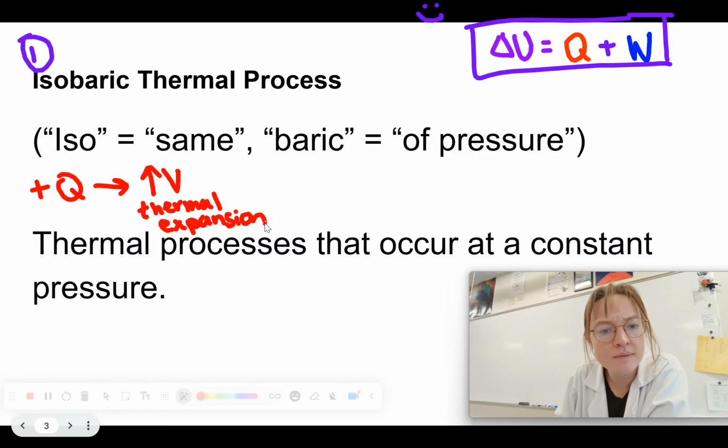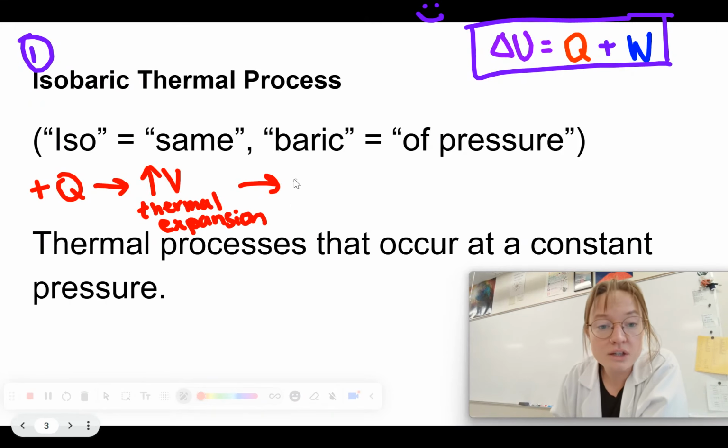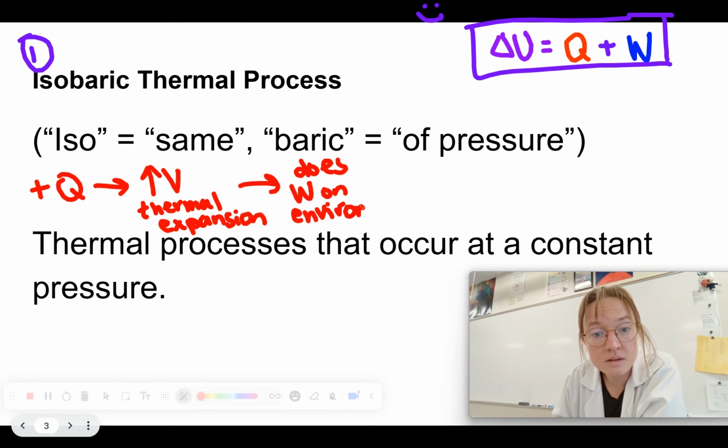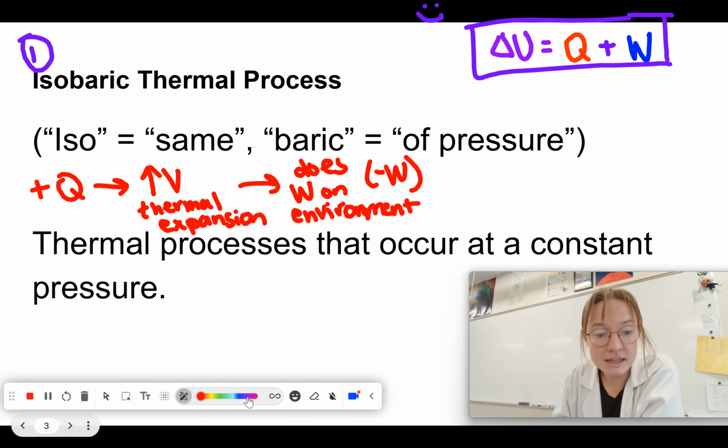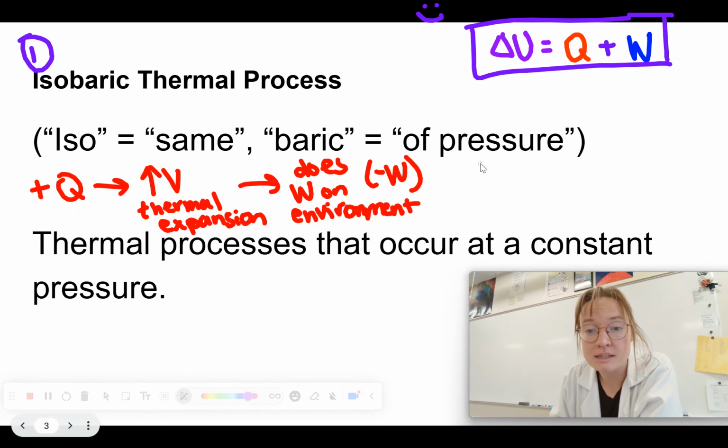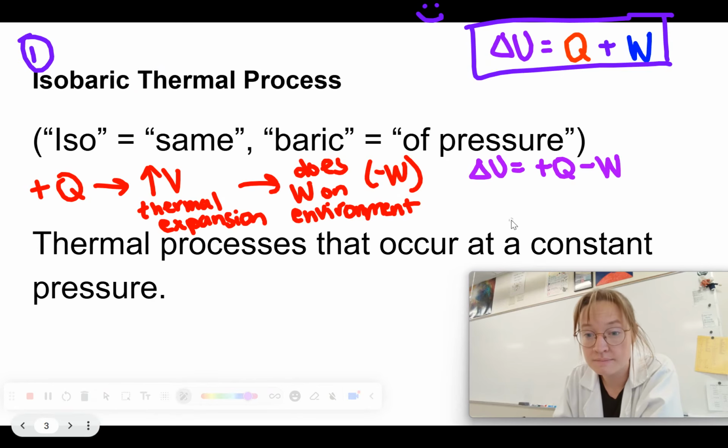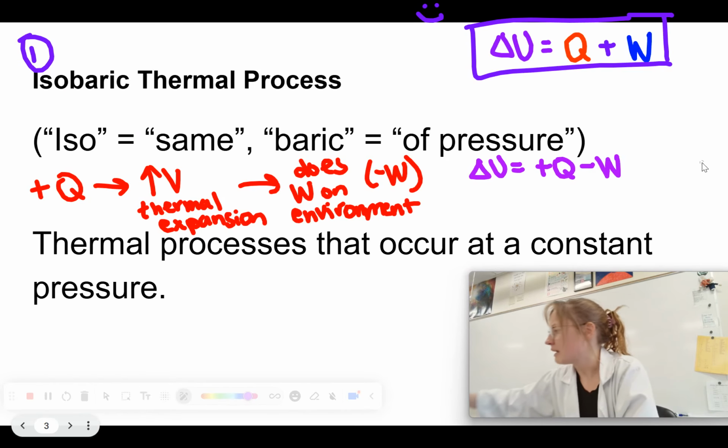When the volume of the gas expands, now the gas is doing work on its environment. So now the gas does work on the environment, which we say is a negative W, because the gas is doing work on its environment. If we were to write a delta U statement for an isobaric process, we would say that delta U is equal to adding heat in, and then the gas does work.